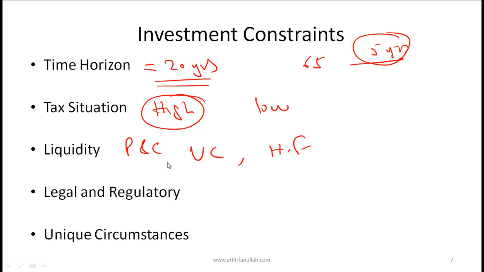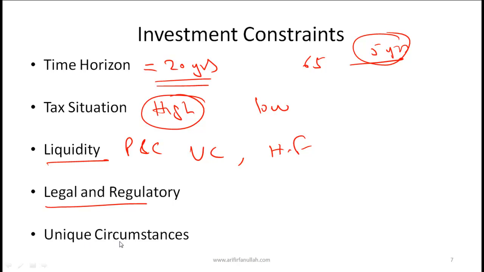So understanding the liquidity needs of your client is extremely important, as that helps determine what sort of investments to make. Legal and regulatory refers to any laws that your client must follow. As an example, there might be certain laws that banks are not allowed to invest in certain kinds of investments or instruments, and as an investment advisor, you need to understand what legal framework your client is operating in.